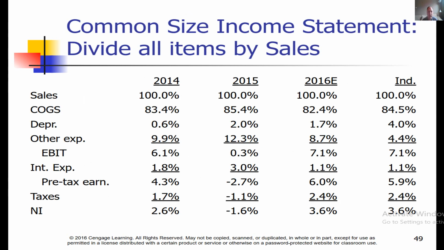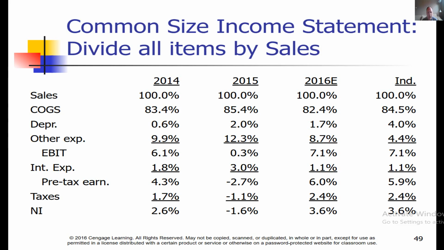You could also do the same thing with the income statement. You could do a common size income statement, in this case by dividing all items by sales. So the cost of goods sold for Computron is most of the time below the industry average, which is good. Their depreciation expense is high, which is probably fine. You get to write that off on your taxes. Their other expenses, on the other hand, are well above the industry average, and they need to engage in better expense control to make themselves competitive.